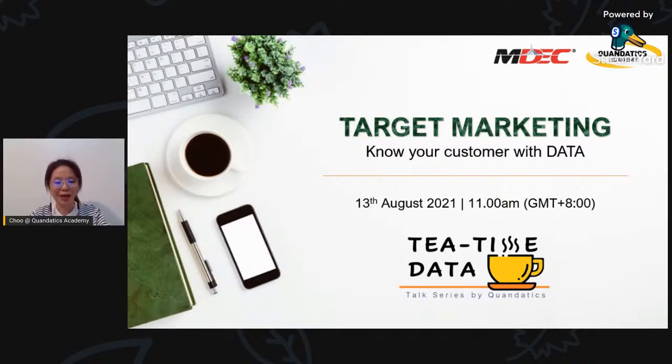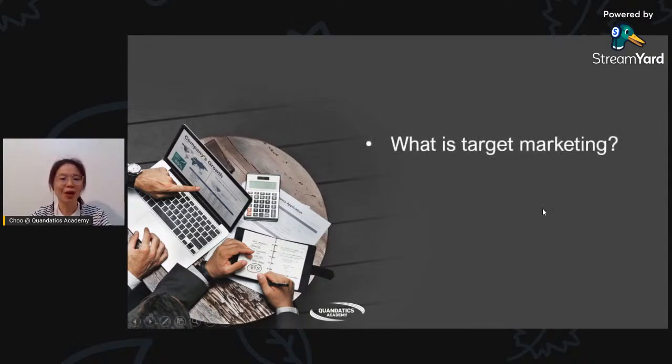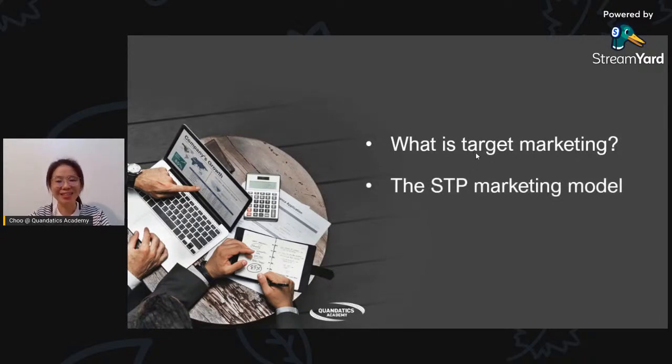Okay, so we are going to discuss target marketing based on 3 topics today. First of all, we are going to talk about what target marketing is, and tell a short story on the different types of target marketing approaches. Secondly, we are going to discuss the STB marketing model. For this topic, rather than a typical introduction only, we are going to focus more on how data plays its role in the STB marketing model.